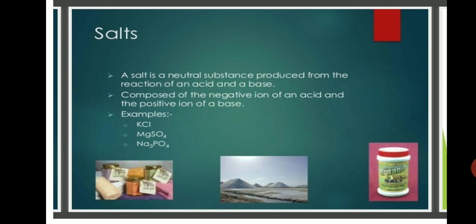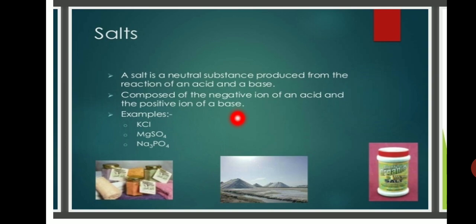Salts are generally ionic compounds made up of positively charged ions and negatively charged ions. For example, potassium chloride is a salt which consists of potassium as a positively charged particle, and chloride as a negatively charged particle. So we can say that a salt is composed of the negative ion of an acid and the positive ion of a base.